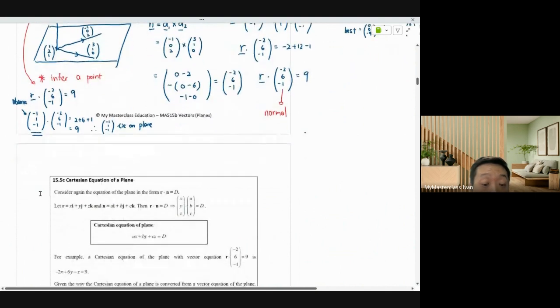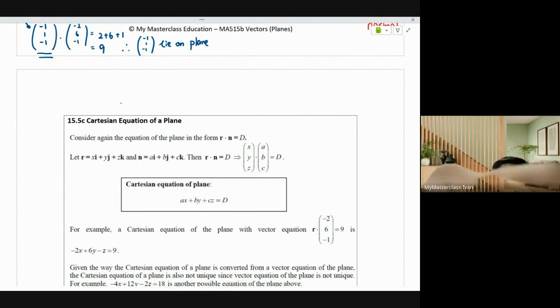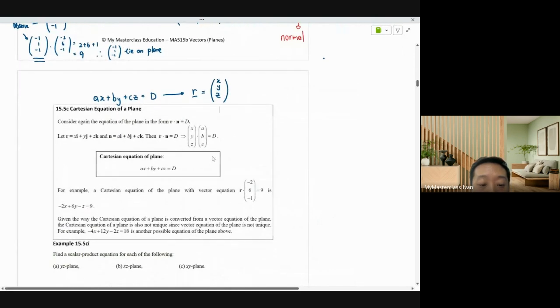Then the last one is called the Cartesian equation, which means writing down ax plus by plus cz equals d form. So just remember R means X, Y, Z. D is a constant, a number. So R always means X, Y, Z.